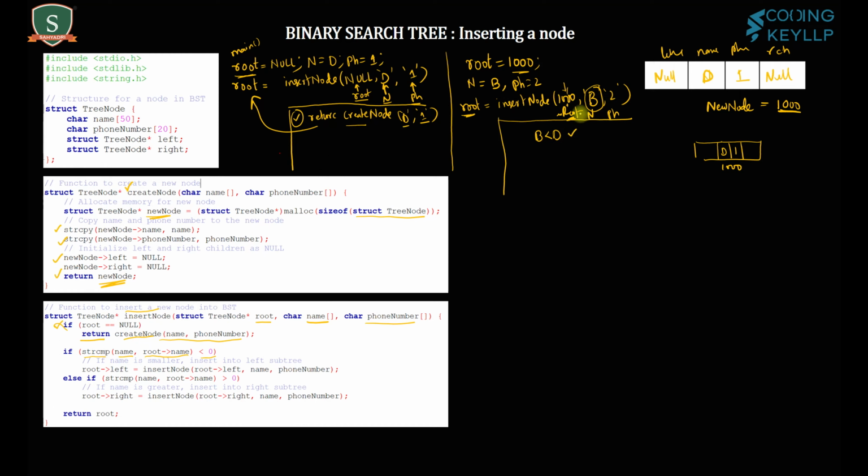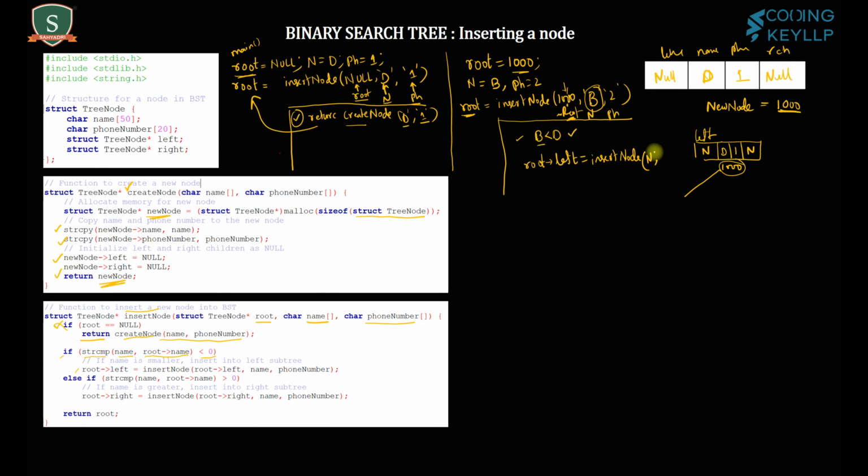So when B is less than D, what will we be doing? We will be going towards the left. That is what a binary search tree says. So since B is less than D, we go to the left. To go to the left, the condition is written root left. So this is the root and root left. So root left is equal to insert. We are calling the same function. This is a recursive function. Insert node root left. So root left is what? Initially the value is null, right? So null, comma name and phone number.